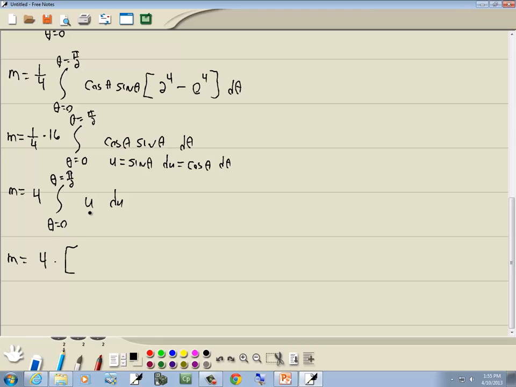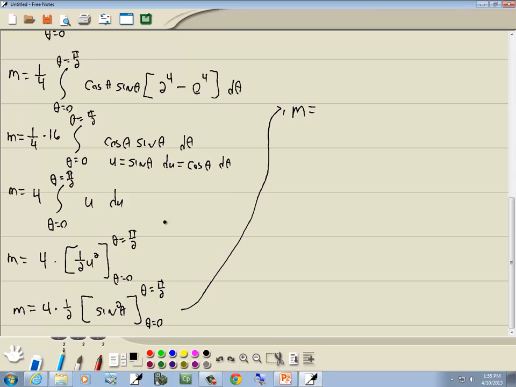Okay, so this is u to the first. We'll add 1 to our power, divide by our new power. So that's 1/2 u squared, from theta is equal to 0 to theta is equal to pi over 2. Take the 1/2 and put it out in front. So we got 4 times 1/2. And u up above we said was sine, so I'm going to plug that back in. So we got sine squared theta, from theta is equal to 0 to theta is equal to pi over 2.